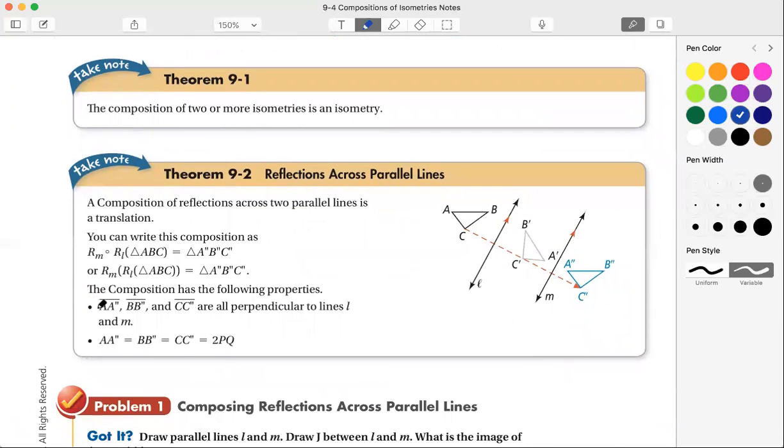Theorem 9.2, reflections across parallel lines. A composition of reflections across 2 parallel lines is a translation. You can write this composition as the following. We first reflected R about M and then reflected about L, or you could just say we ended up with this.